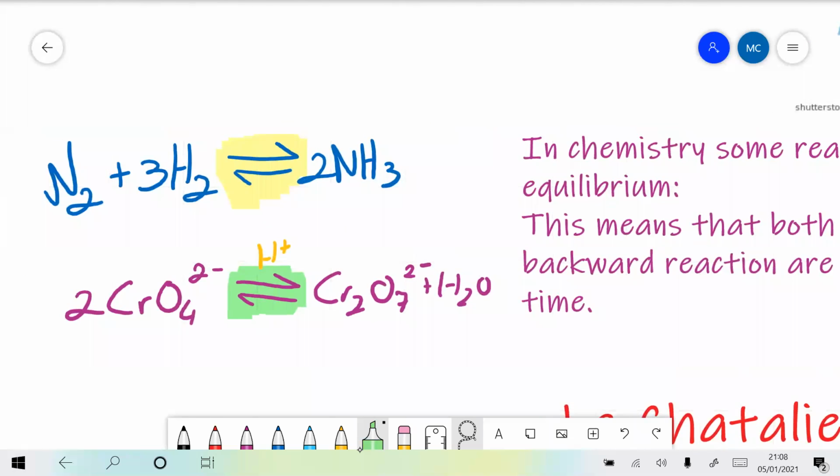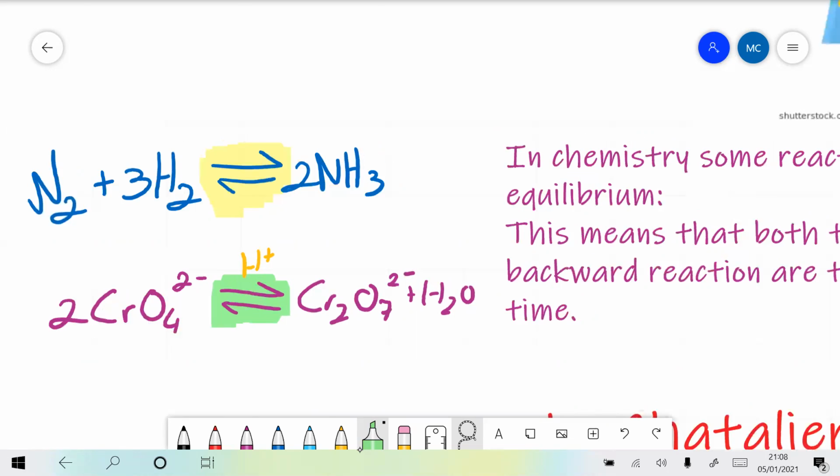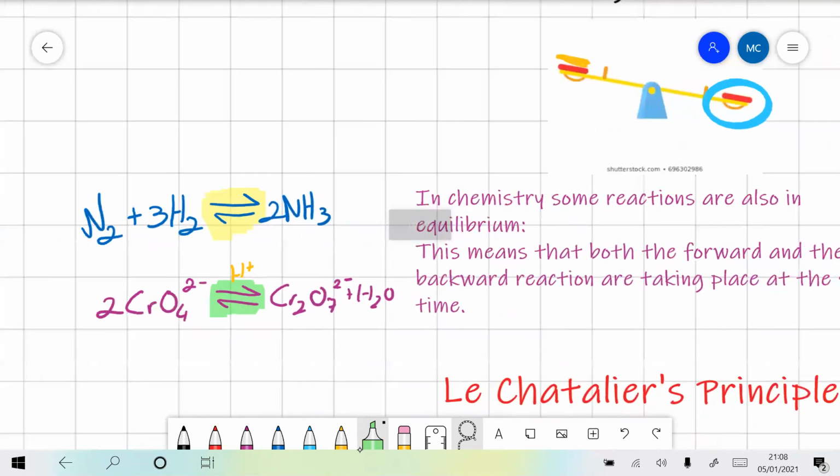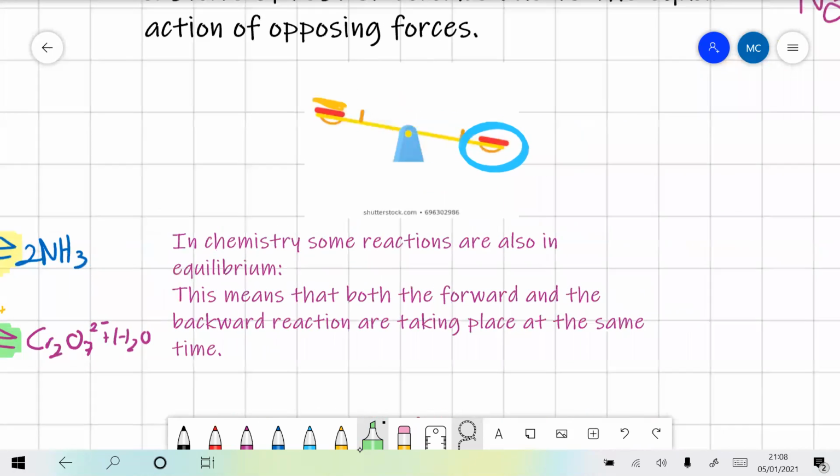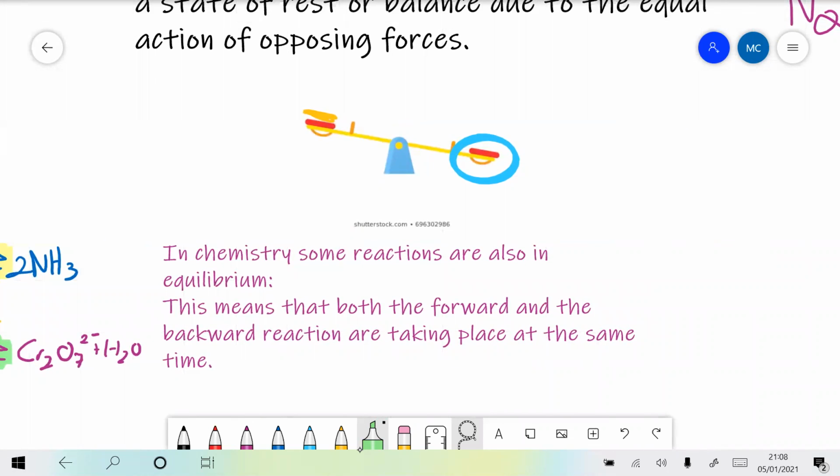Now, what happens if an external factor changes any of the conditions of the reaction? I would like you to think about the principle behind what happens when an external factor changes the conditions of the reaction. Again, you can stop the video and write the principle down.